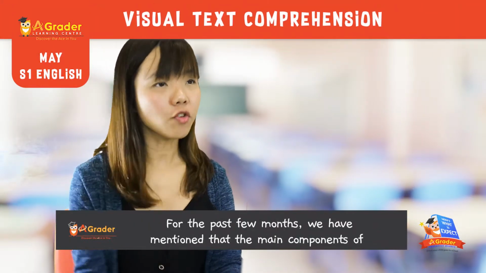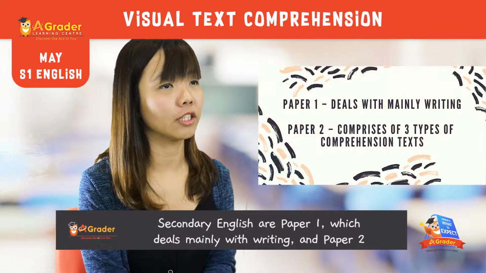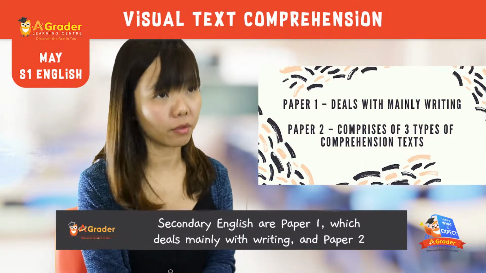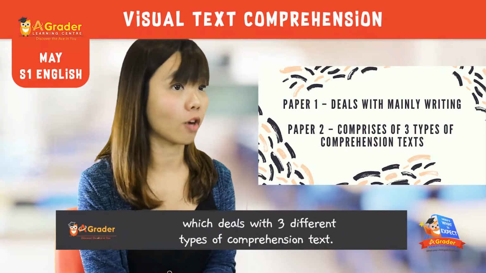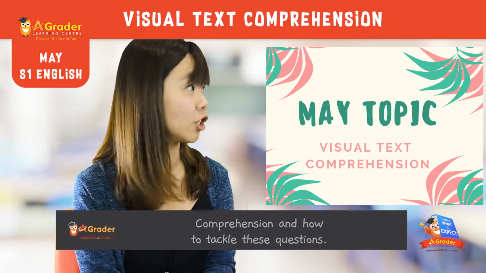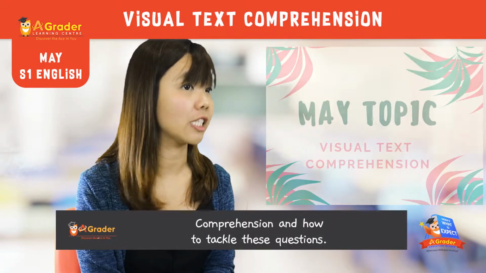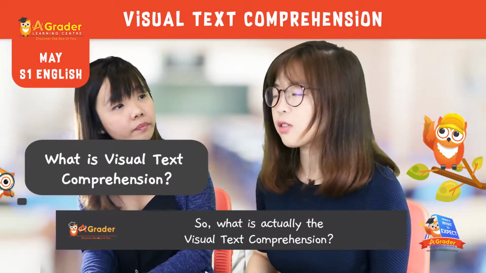Okay, so for the past few months, we have actually mentioned that the main components of secondary English will be paper 1, which deals mainly with writing, and then paper 2, which deals with 3 different types of comprehension text. So for the month of May, we will learn about the visual text comprehension and how to tackle these questions. So what is actually the visual text comprehension?